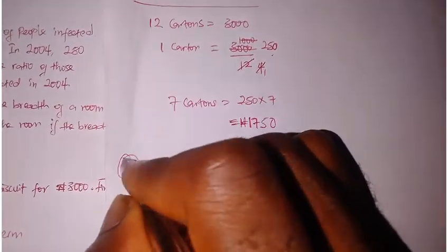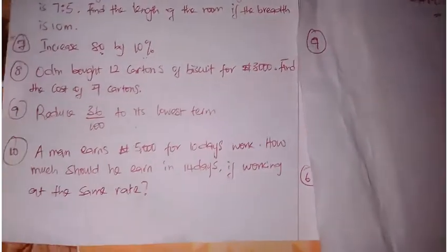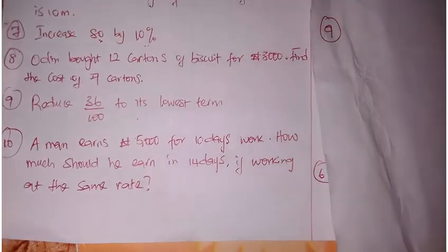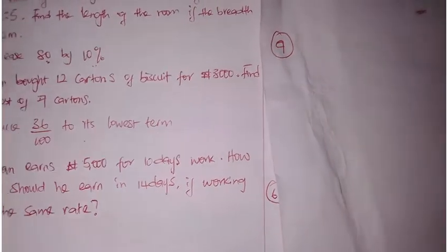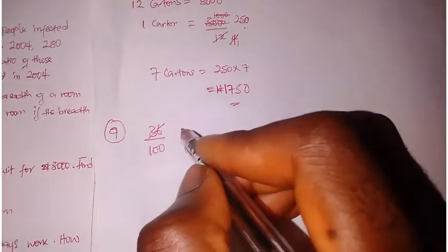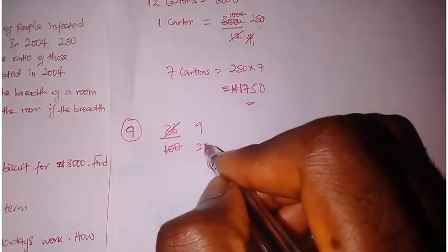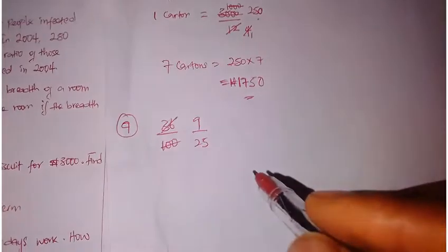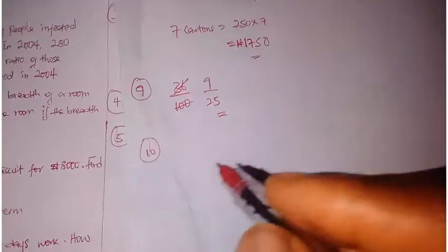For number 9 question, we have: I wanted to reduce 36 over 100 to its lowest term. I have to reduce 36 over 100 to its lowest term. 4 here 9, 4 here 25. So I believe this is the answer. My answer is now 9 over 25. Simple as that. Then number 10 question, which is the final one.